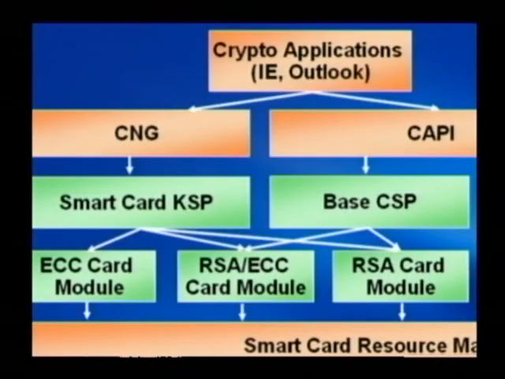So we can now support cards other than just simple RSA, which is pretty much 99% of the cards and tokens that we have out there today. And we can also support what we call the dual mode card modules. So we can support cards that have both RSA and ECC support on them.